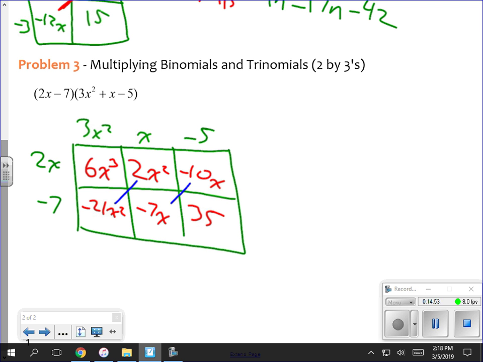So I have 6x cubed, 2x squared, negative 21x squared. Negative 21 plus 2 gives me negative 19. So I have negative 19x squared. Negative 10x, negative 7x, negative 10 and negative 7 give me negative 17. So I have negative 17x. And then I have my 35 at the end.